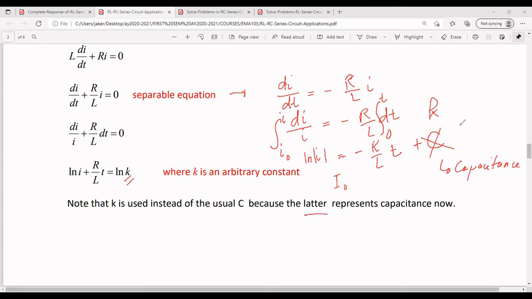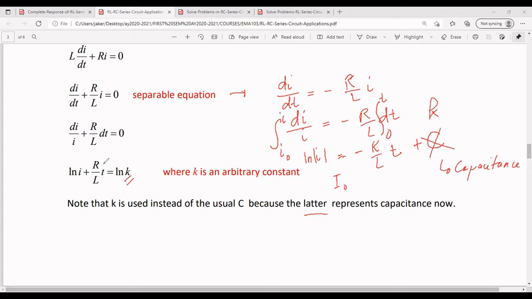If you were just talking about an ordinary DE which has nothing to do with circuit applications, you may use the C. So this is our DE now. If you evaluate our DE using separation of variables, just like what I have written here, you have ln of I plus R over L t equal to ln of K.